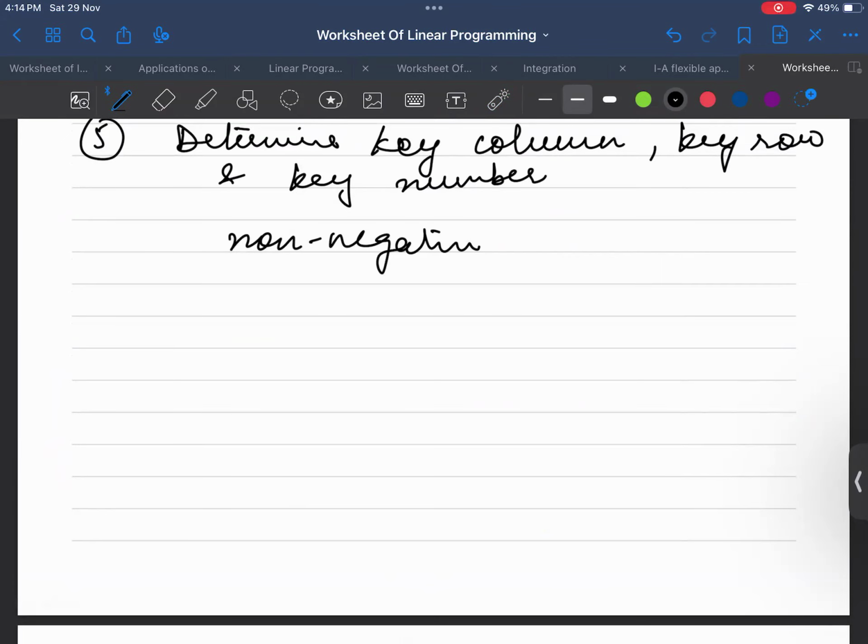Non-negative quotient in the ratio, in the key row. That would be my key row. My key row will be that, and it must be non-negative, right?